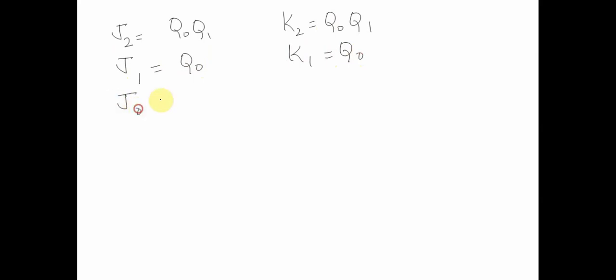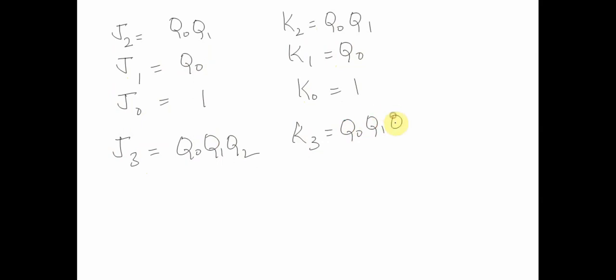I would leave the derivation of the remaining circuits to you, but just to give you an answer so that you could tally your answers, J2 would be equal to Q0 Q1. K2 would also be equal to Q0 Q1. J1 would be equal to Q0, K1 will be equal to Q0, J0 equal to 1, K0 will be equal to 1, and we already saw J3 was Q0 Q1 Q2, K3 was also Q0 Q1 Q2.